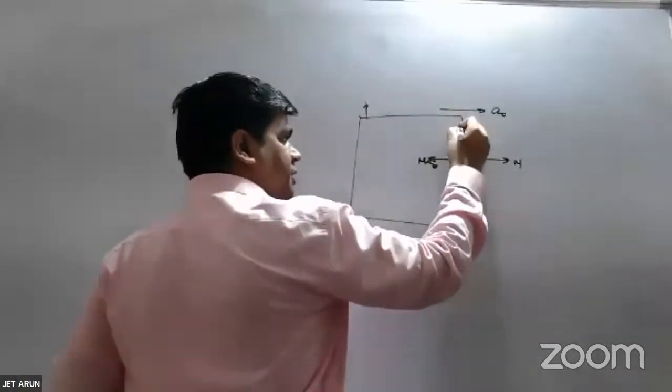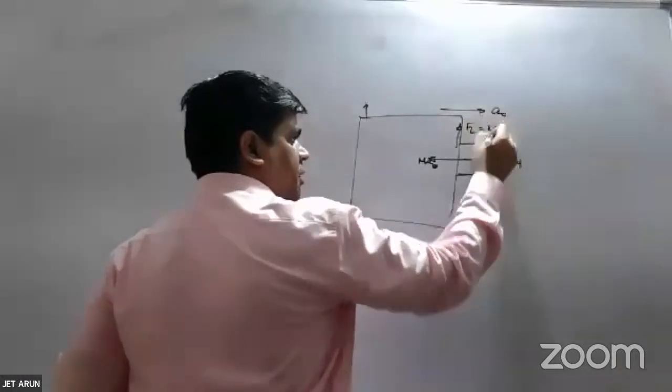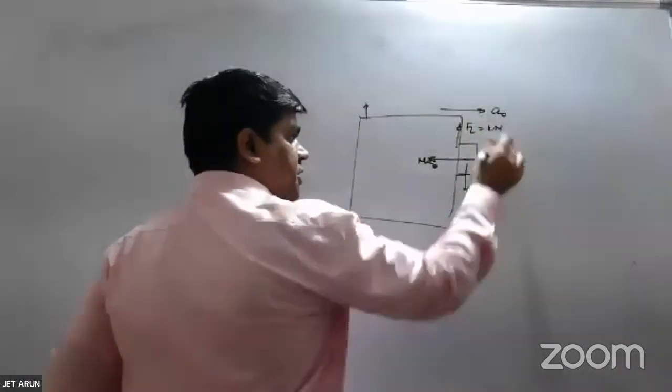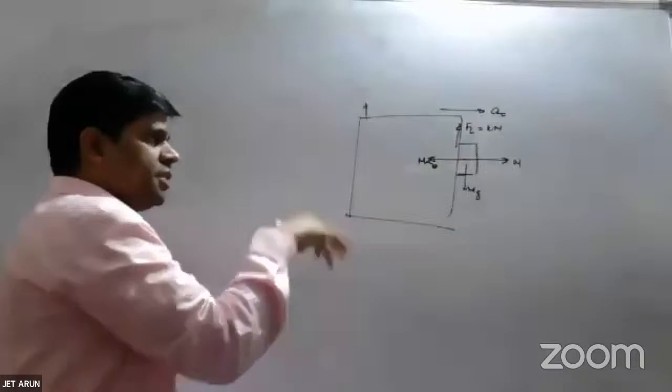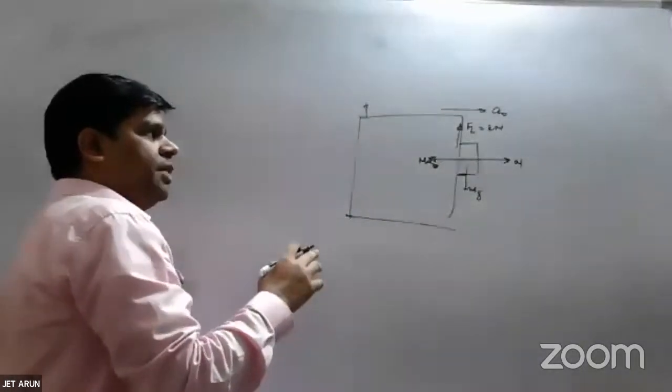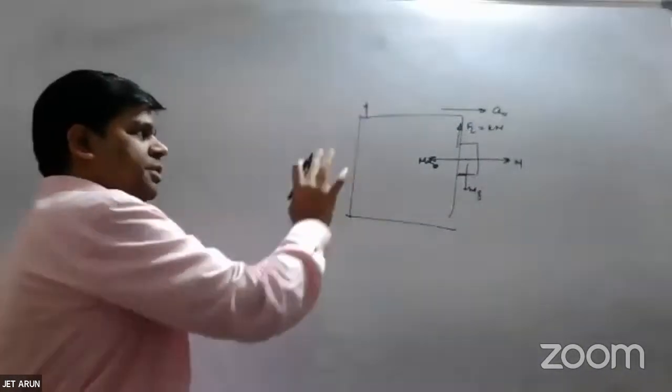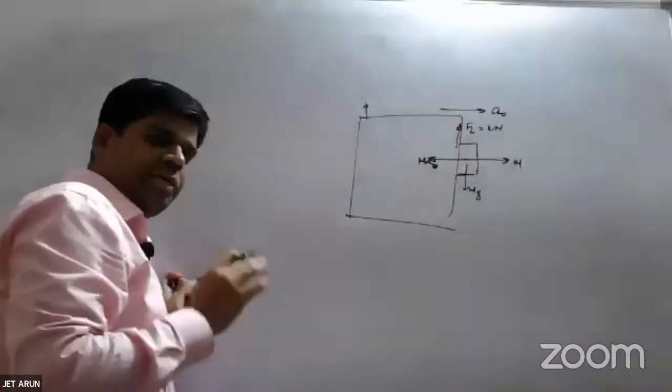Because of this N, I'll have friction, limiting friction as mu N, and this is mg. If mg is beating mu N, it will slip down. If mg is not able to beat mu N, it will stay there. With respect to the block, it will be at rest. Same thing we have to do here.